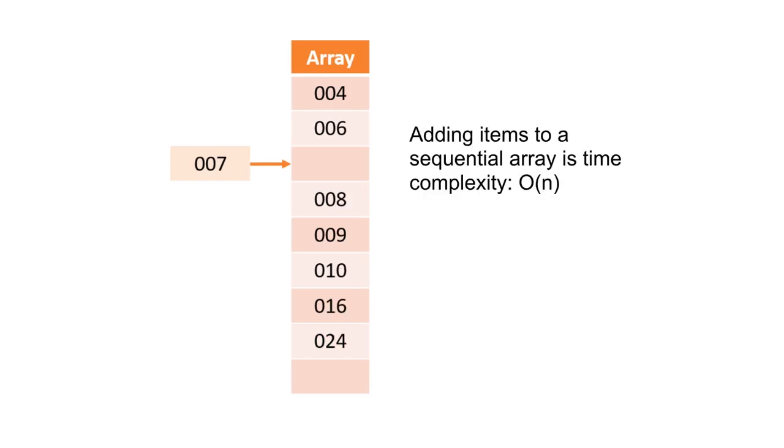So because we're going to be using a while loop or a for loop in this situation to accomplish the insertion, adding items to a sequential array is O(n) time complexity. As the number of items in the array grows, so does the number of shuffles that we need to perform in order to make the empty space for the new item.